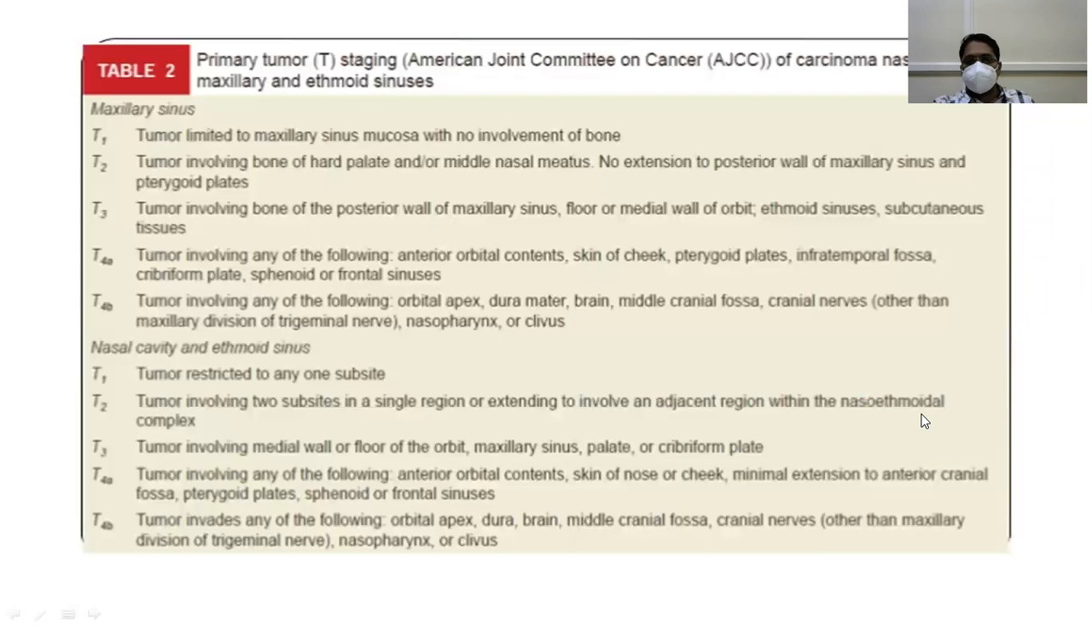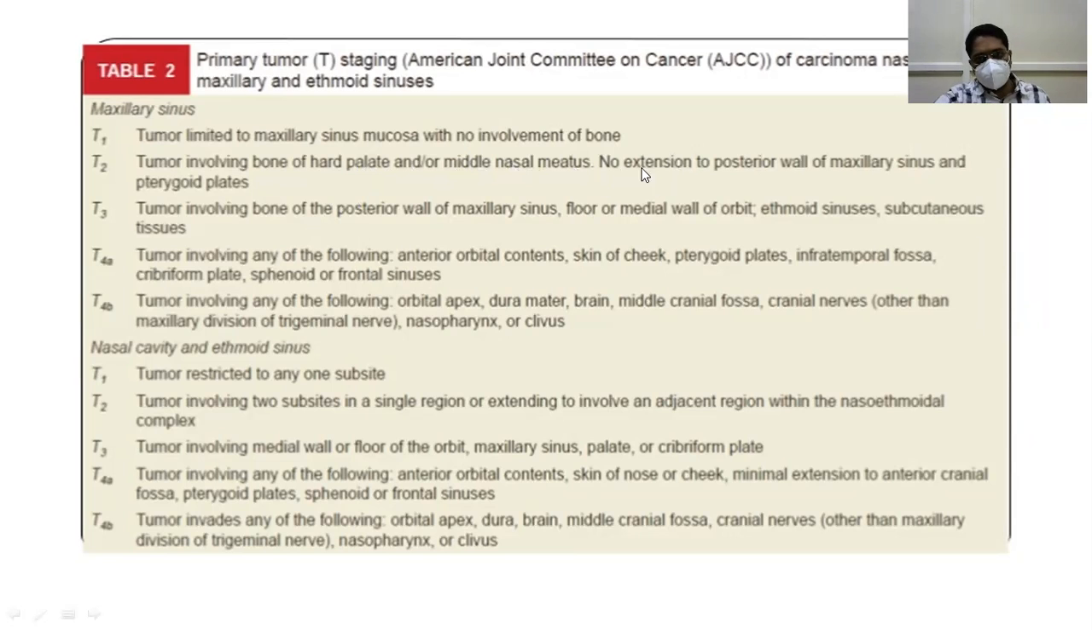It's a little bit difficult, but you can remember this one. Staging of the maxillary sinus at least. Just remember, in T1 the tumor is limited only to the sinus mucosa. There is no bony erosion. That is T1. T2, just remember it's involving the bones, with inferior and medial spread being the important ones. That's why the tumor involves the hard palate and middle meatus of the nose. These are inferior spread and medial spread: hard palate and middle meatus.